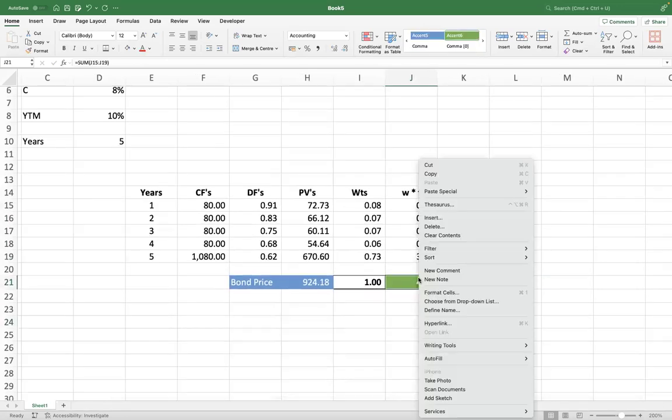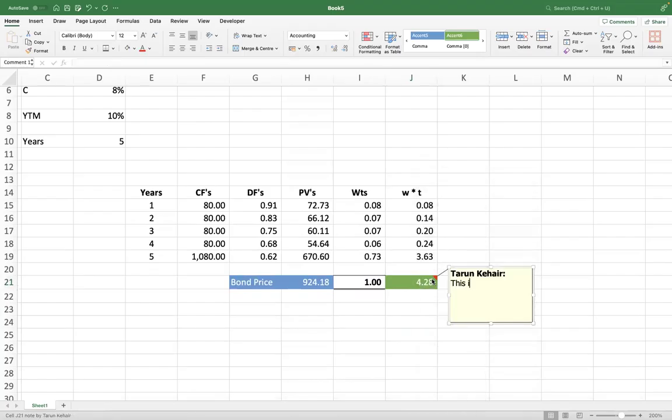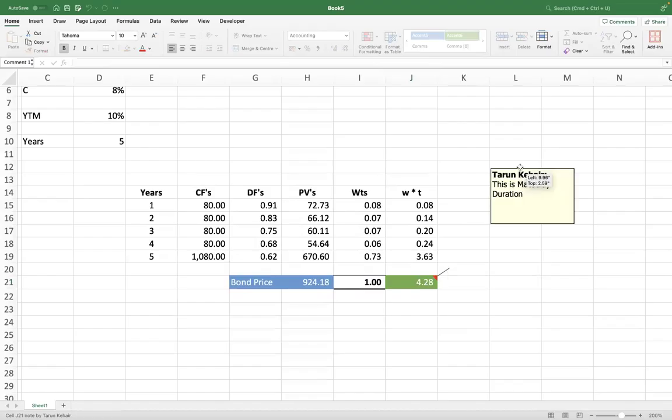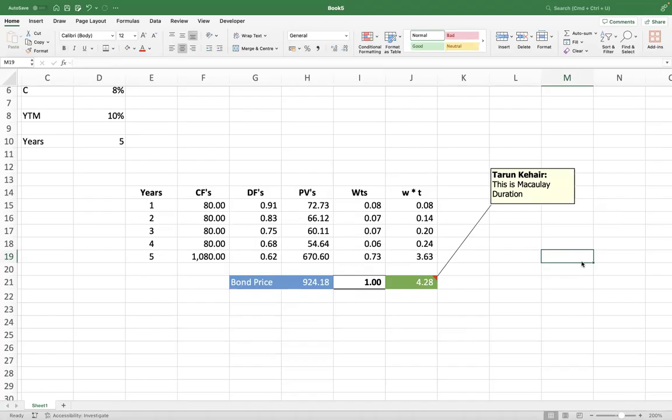So this duration is called what? This is Macaulay duration. Now, what does this represent? What does this Macaulay duration represent? It represents how many years, on an average, for this bond an investor can expect to recover his investment of price. So in this case, the investor can expect to recover his initial investment in 4.28 years.